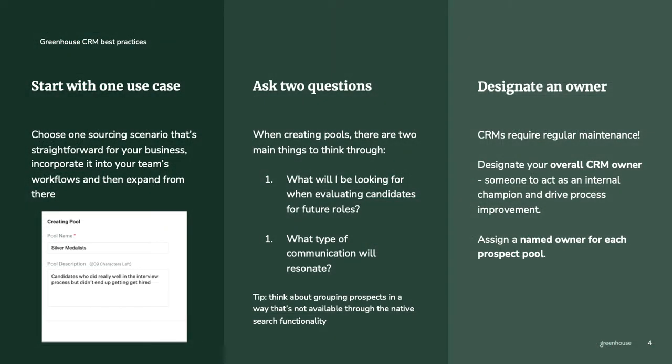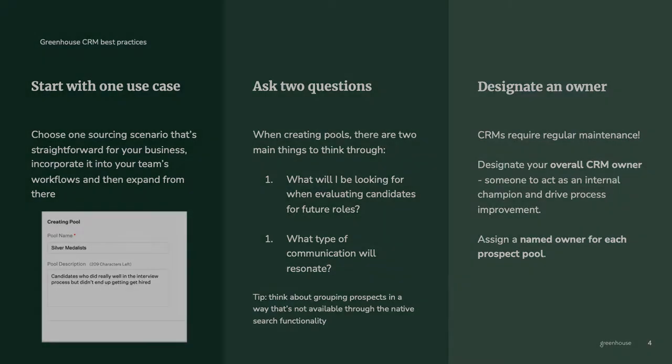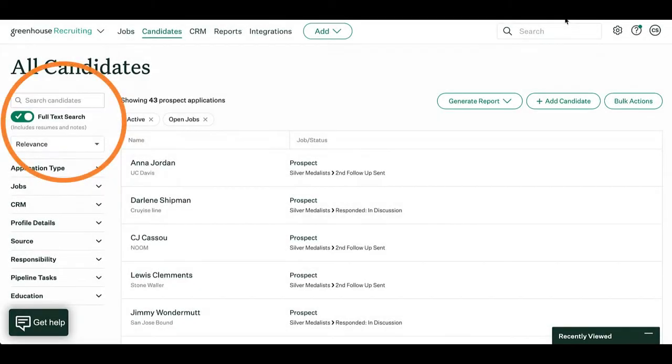The two key questions to ask yourself when thinking about pools is what will I be looking for when evaluating candidates for future roles? And also what type of communication will resonate with those candidates? I think it's also important to point out that there's a lot of search capability within Greenhouse, including candidate tags, etc. So when thinking about creating pools, think about grouping prospects in ways that are not easily searchable.